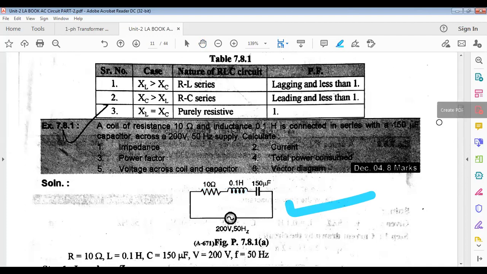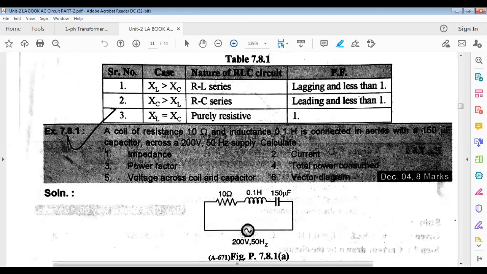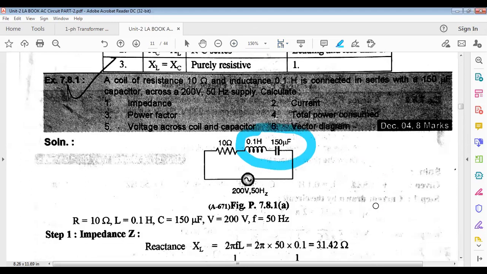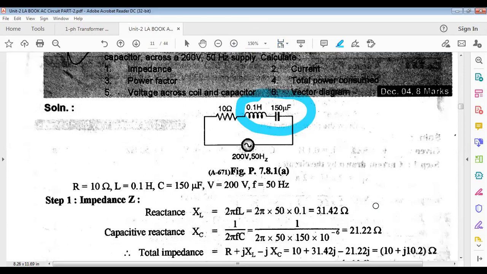It is connected in series with a 150 microfarad capacitor across a 200 volt 50 hertz AC supply. So we will calculate all parameters: impedance, then current, power factor, total power consumed, voltage across coil and voltage across capacitor. Here L you know, C you know. Using it, can you calculate XL and XC? Yes, ma'am.